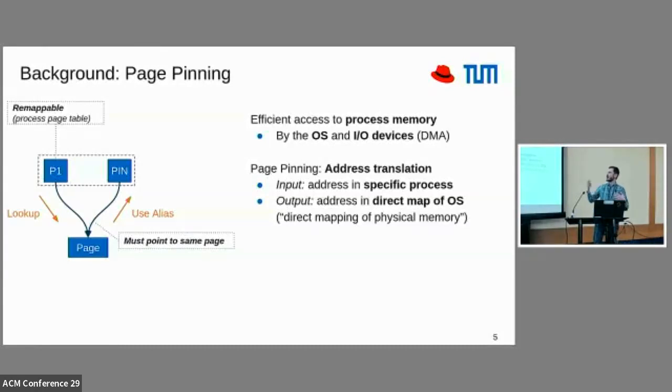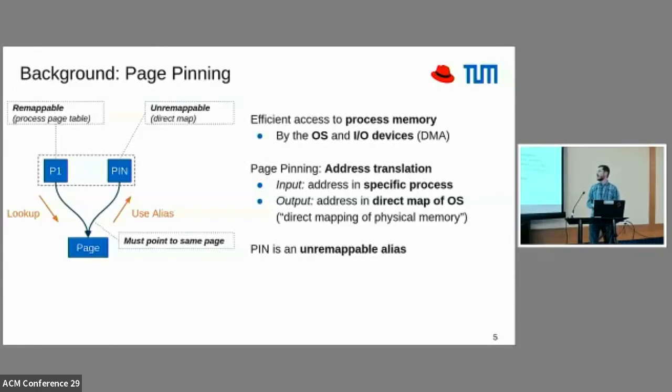Because otherwise an I/O device that might be using the pinning reference might end up modifying or reading a page that is no longer in our process page tables. The main takeaway here is that process page tables we can remap, for example, page migration, copy and write, whatsoever, but our direct mapping is fixed, so we cannot remap that.